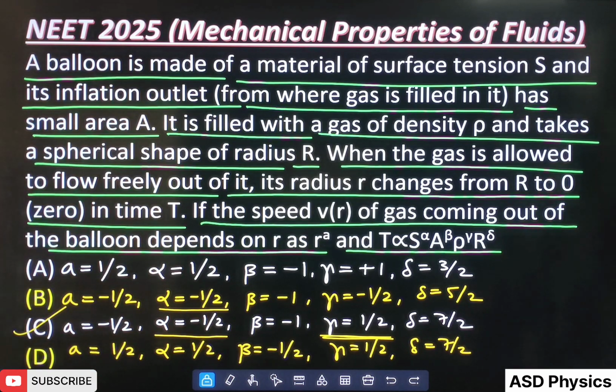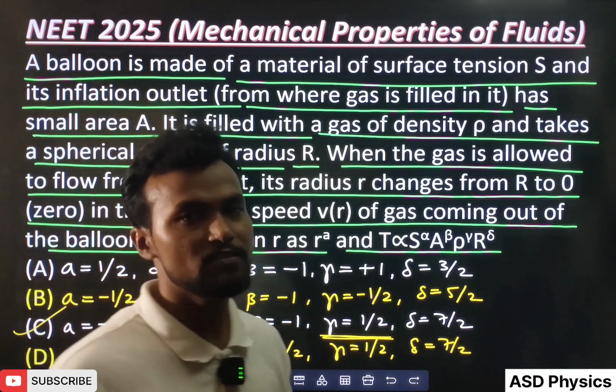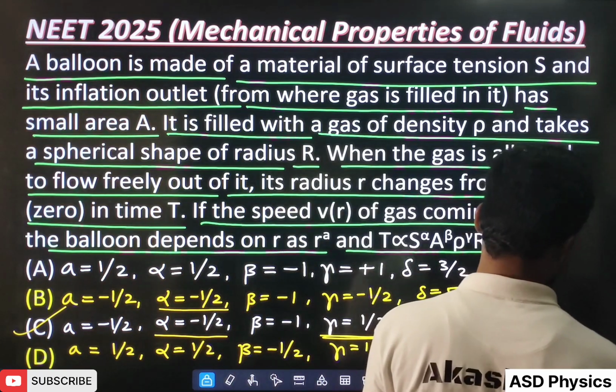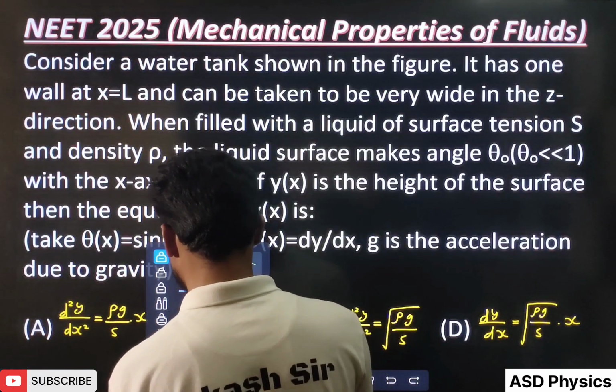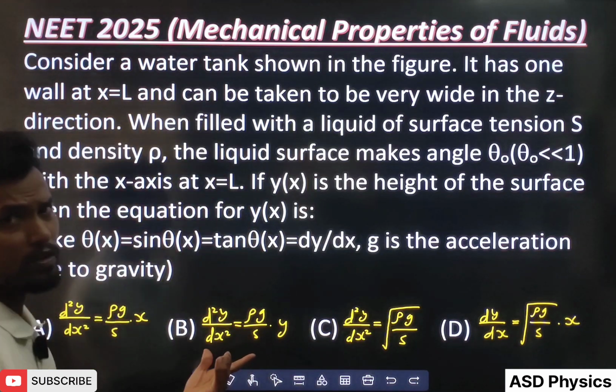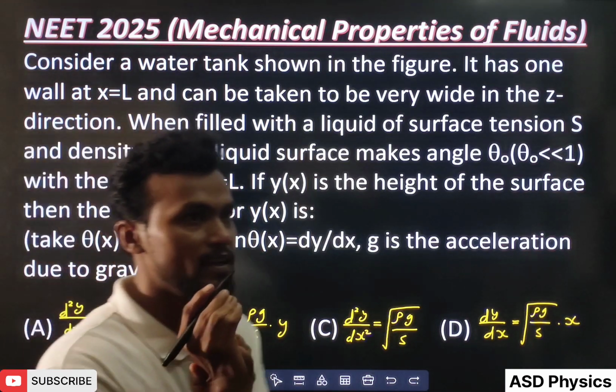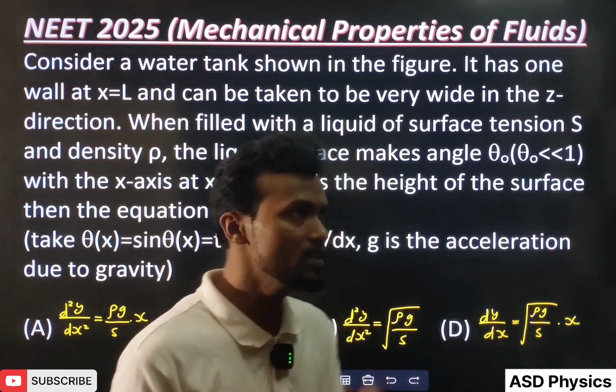A, B and delta value, when you put them in the third equation, that equation will also be satisfied. Okay, not a big deal. Next, students, a mechanical properties of fluids question. It looks somewhat big, a very tough question for mechanical properties of fluids, but okay, we will learn here.